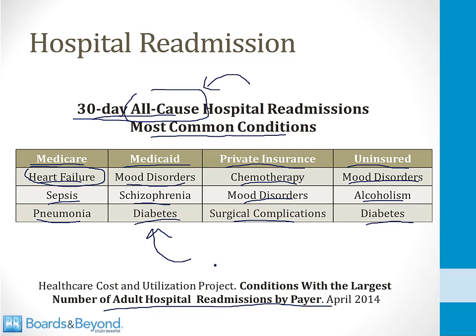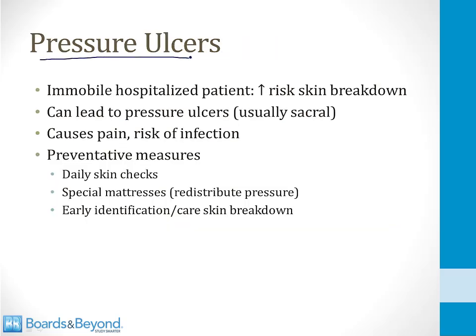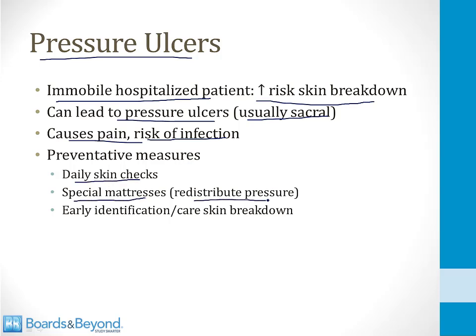Pressure ulcers are skin lesions that occur in immobile hospitalized patients. They're sitting on their rear end all day, and there's a high risk of skin breakdown. And this can lead to pressure ulcers that are usually in the sacrum. This can cause pain and it can be a risk for infection. And there are things that hospitals can do to prevent pressure ulcers. They can do daily skin checks, they can use special mattresses that redistribute the pressure, and they can identify these pressure ulcers early and take good care of the skin so that the pressure ulcer doesn't progress.